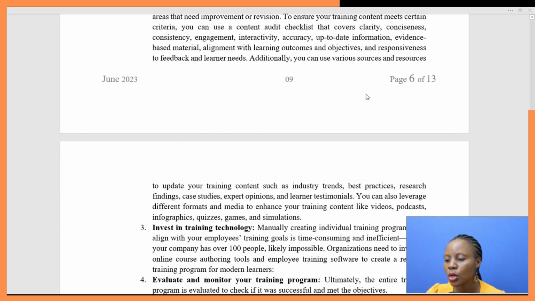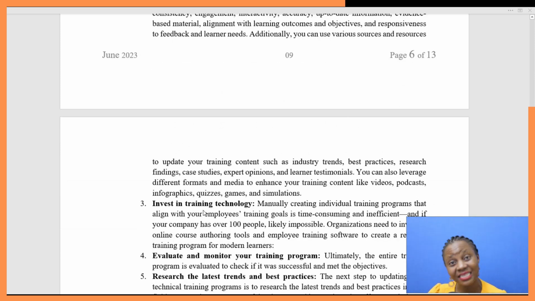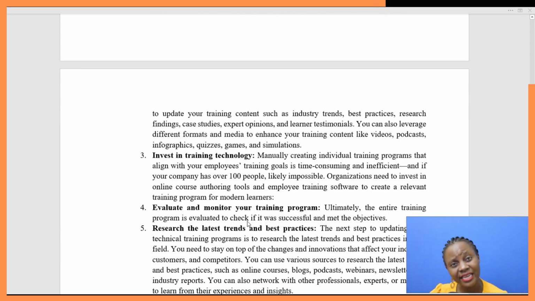And then also invest in training technology. Yes, ensure you invest in technology. That is the only way you are going to remain up to date. Otherwise, you become obsolete, outdated, and you lose appeal. Also, evaluate and monitor your training program to ensure that it has whatever it takes to remain relevant and up to date. So ensure you evaluate and monitor your program always.